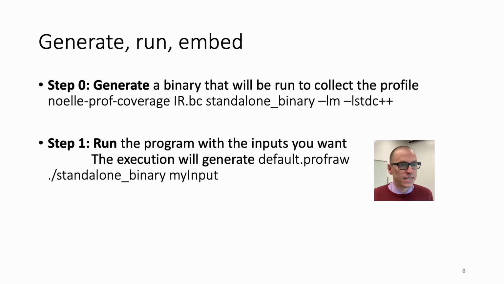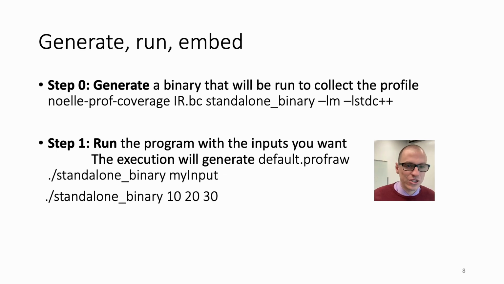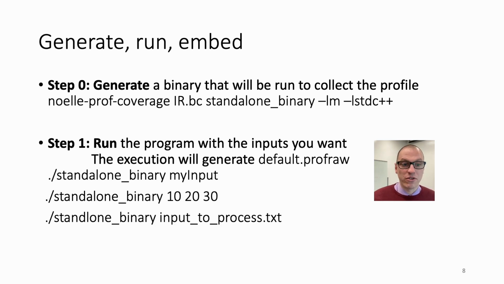In step 1, you need to run the binary and you need to provide the input or inputs that are representative of what you expect to find in production. So in this case, I'm going to run my standalone binary, passing my input. In this case, my binary takes 3 inputs that are 3 integers, and I pass 10, 20, 30 because I think this is representative. Or in this case, I pass the name of a file. Whatever the input that your program needs, you have to provide it.